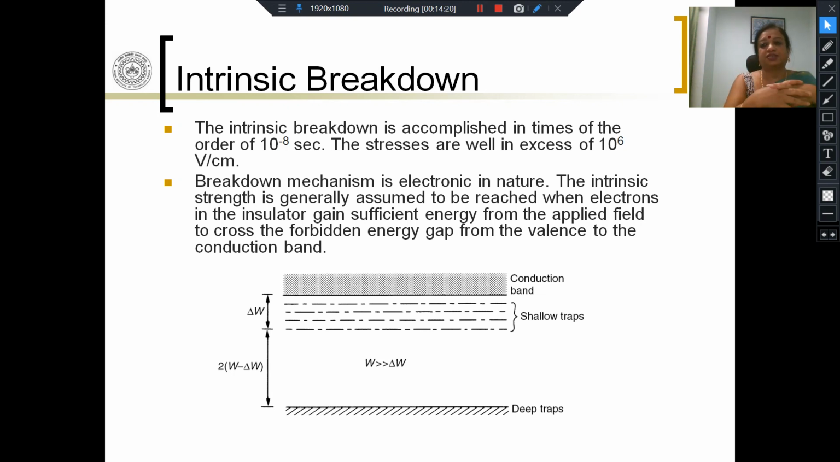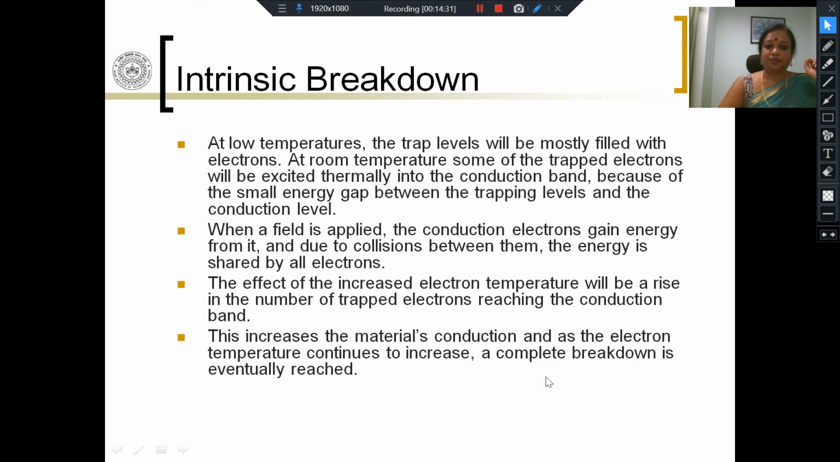It characterizes the material, but most of the time in practice, you will be in trouble because breakdown will happen due to some other kind of mechanism. So this is about intrinsic breakdown. At low temperature, the trap levels will be mostly filled with electrons. At room temperature, some of the trapped electrons will be excited thermally into the conduction band, because, as I said, shallow traps and the conduction band have very small energy gaps. And then you apply a field.